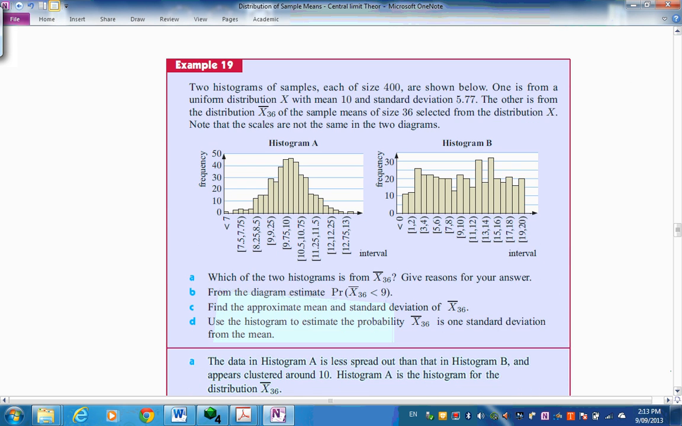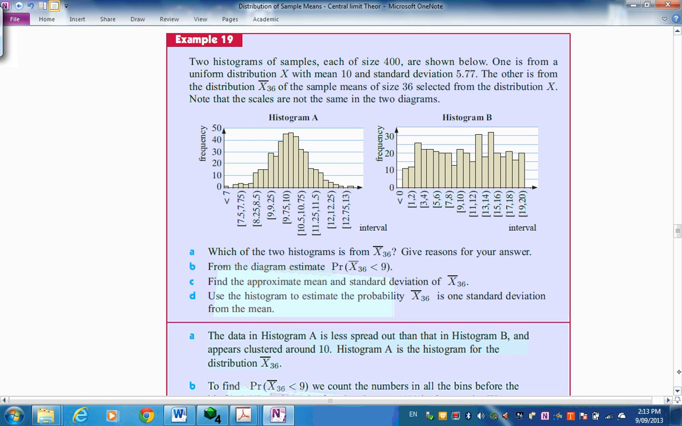Here's one here. Two histograms of samples, each of size 400, are shown below. One is from a uniform distribution with mean 10 and standard deviation 5.77. The other is from a distribution of the sample means selected from the distribution. Note that the scales are not the same in the two diagrams. The scales at the bottom are different as well. This goes up to 20, this goes up to 13.